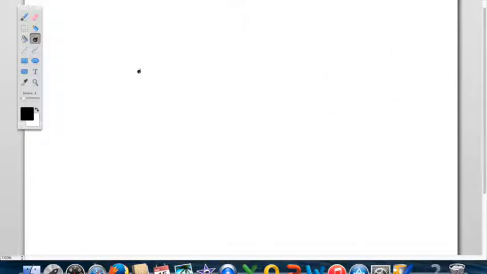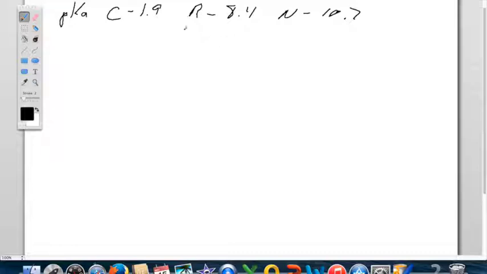So let's take a look at a slightly more complicated amino acid and determine its isoelectric point. Let's look at cysteine. Cysteine is a little more complicated because we have 3 ionizable groups. The carboxy group for cysteine has a pKa of 1.9. The side chain, or the R group, has a pKa of 8.4, and the amino group for cysteine has a pKa of 10.7.